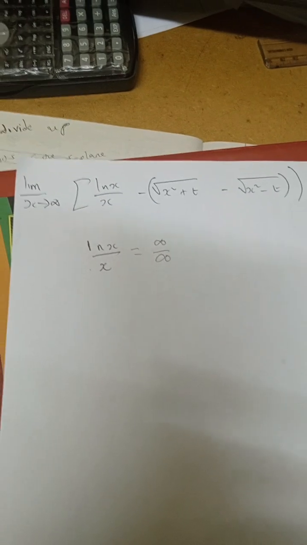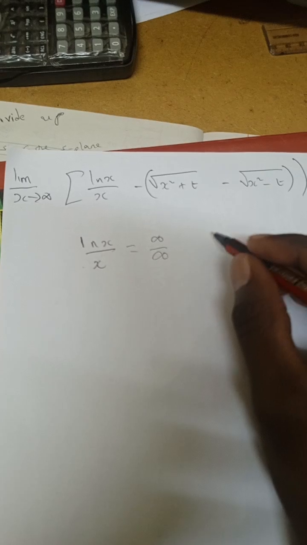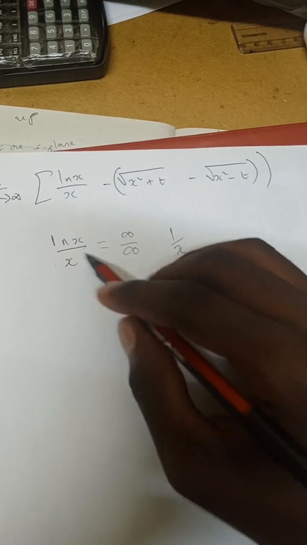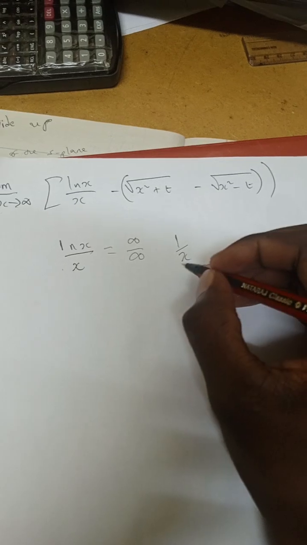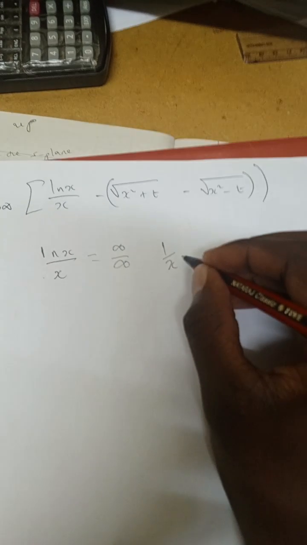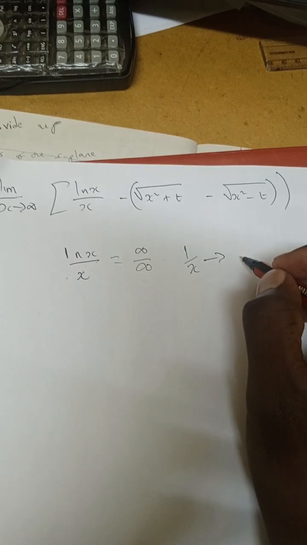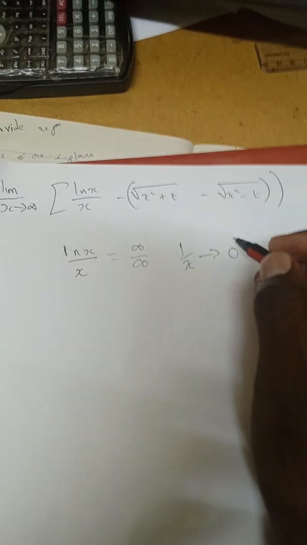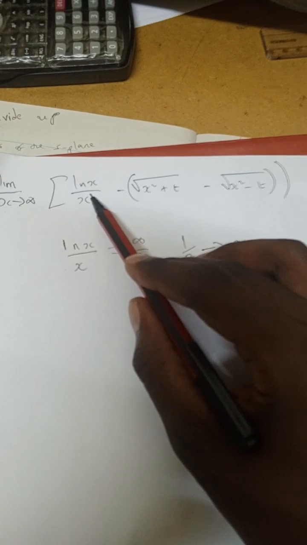And this is one of the standard limits which you're just supposed to know, because when you differentiate the top part, we just get 1 over x. Then for the bottom part, you get 1. Then applying the limit as x approaches infinity, it gives you 0. That's why I'm saying this is one of the standard limits which you'll be given. So for this part, you know that it's 0.